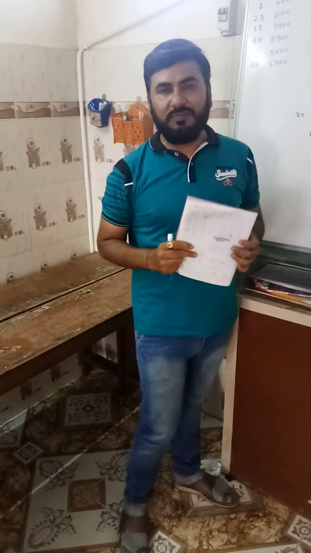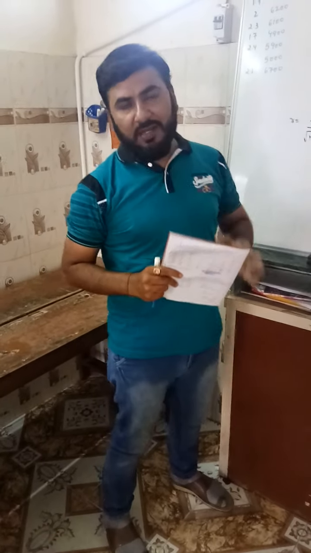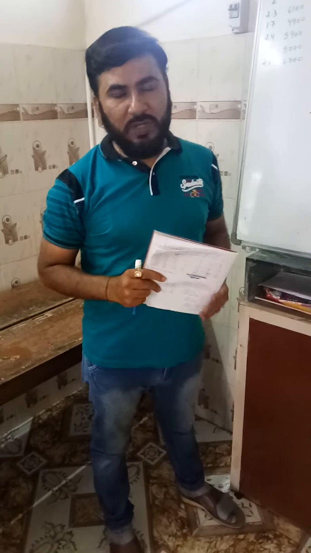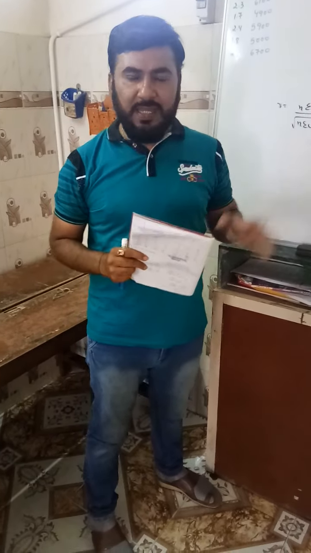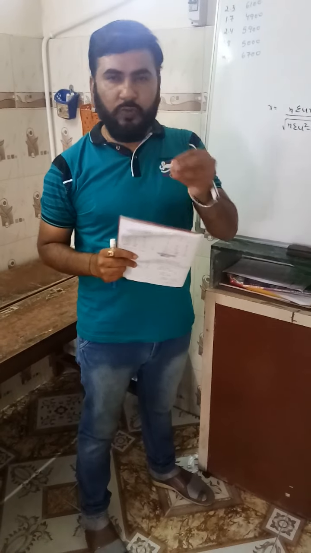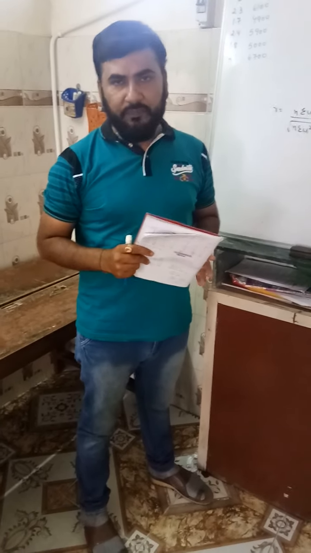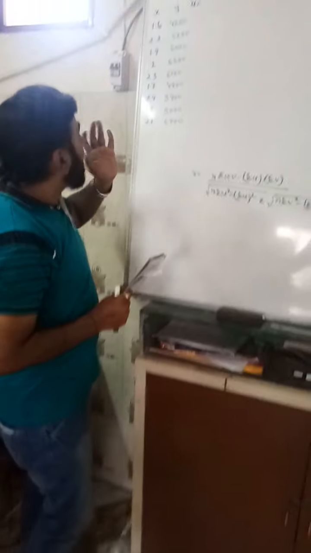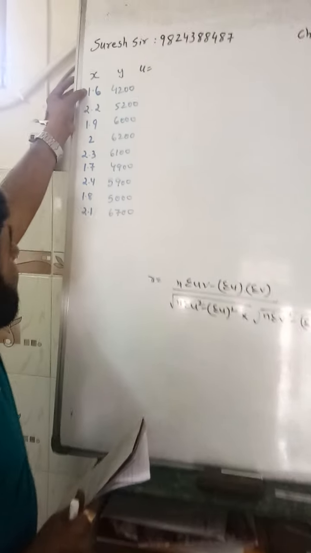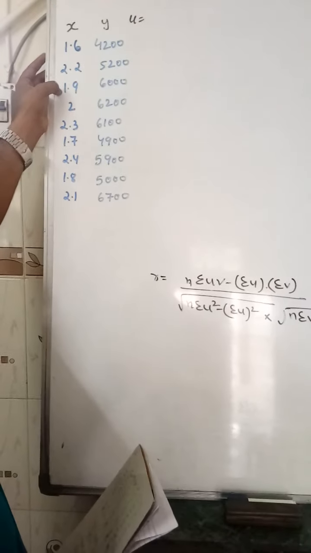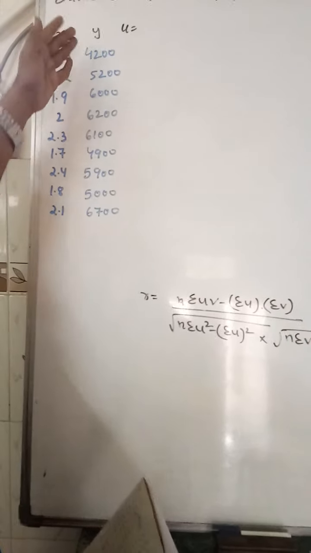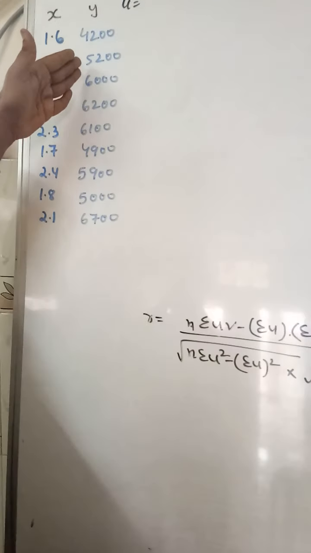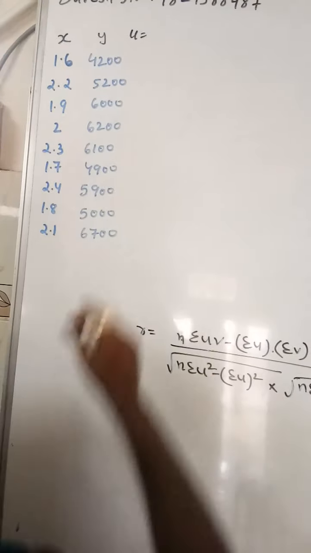One more sum will make the method of UV more clear. You can see I have taken one example. It is like illustration number 12, but one or two values I have changed. See here the values of x and y. X is 1.6, 2.2, 1.9, 2 and in the same way, and y is 4200, 5200, 6000, 6200.